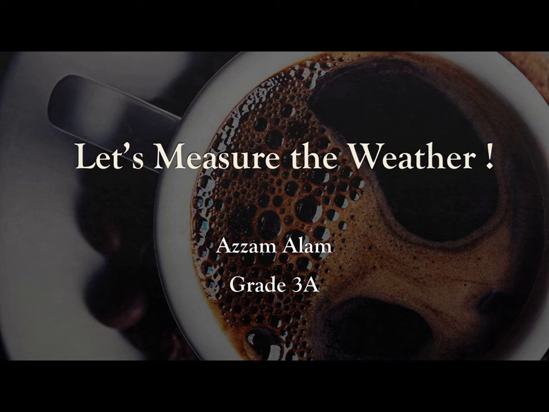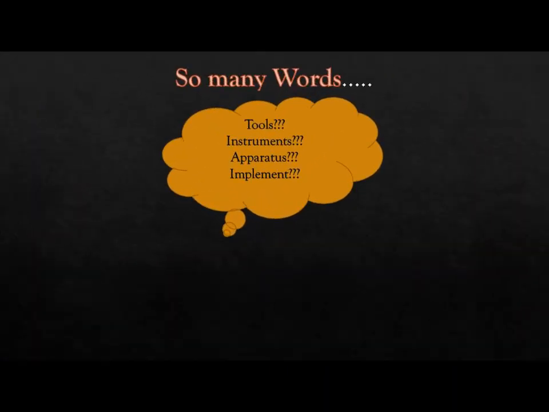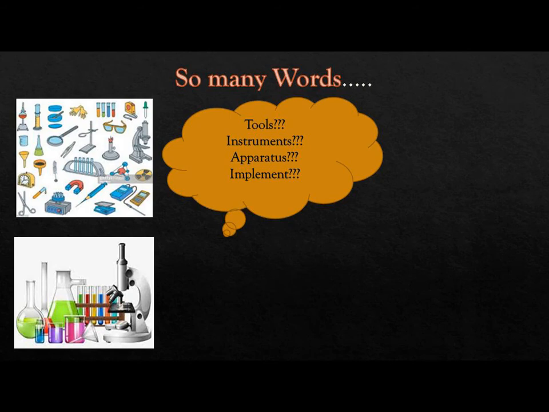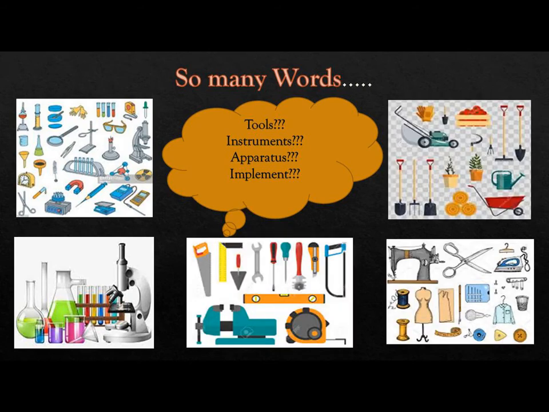Now today I'll be talking about instruments. Now which instruments? Instruments that are used to measure the weather. There are many words that have almost similar meanings. In this case, tools, instruments, apparatus and implement. I'll try to elaborate on their distinctive definition, but don't worry, it won't take more than a minute.